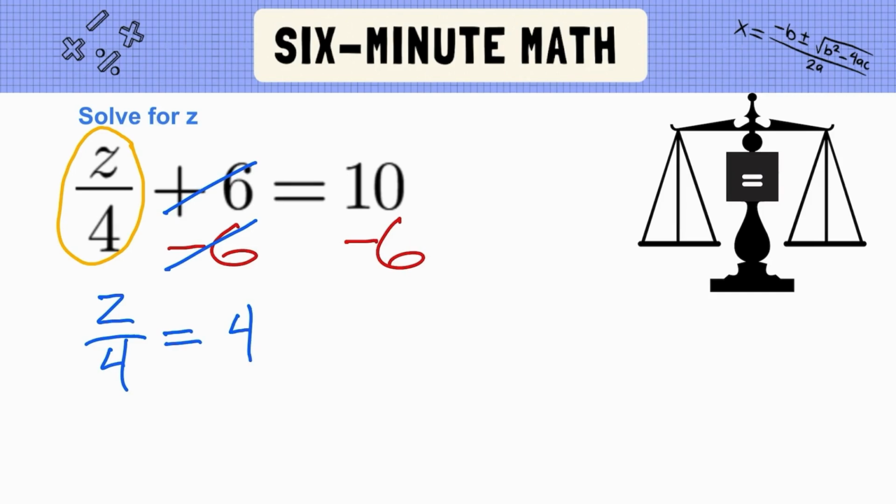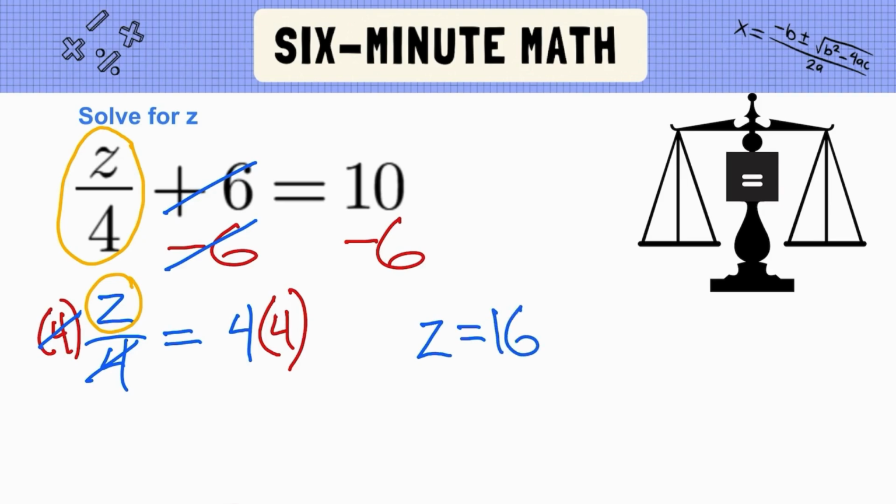I now need to isolate for that variable by getting rid of my divide by 4. The opposite of division is multiplication, so I'm going to multiply both sides of my equation by 4. 4 divided by 4 cancel each other out, which means I'm left with z equals 4 times 4 is 16.